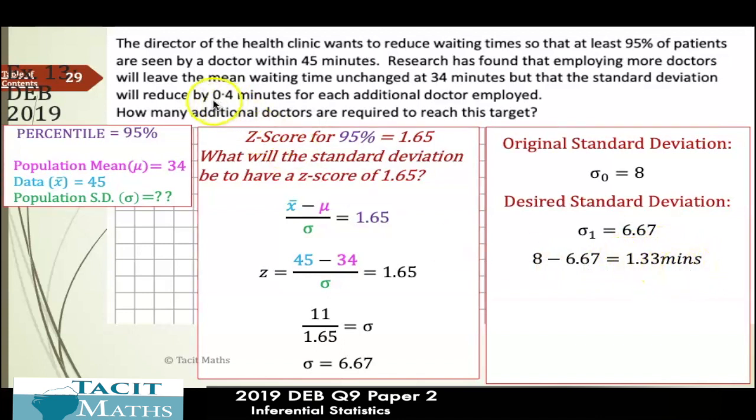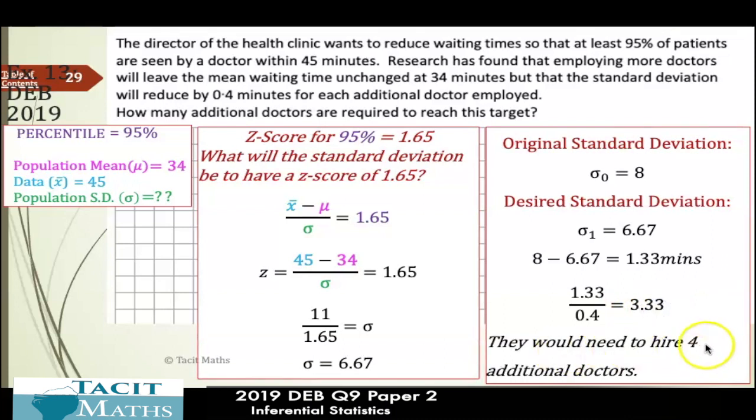Okay, and it's saying, and this is where it just gets even more confusing again, that every 0.4 minute improvement will require one extra doctor to be employed. So if there's 1.33 minutes, you simply divide 1.33 by 0.4 and we get that. Now you can't hire 3.33 doctors, so we have to round that up.